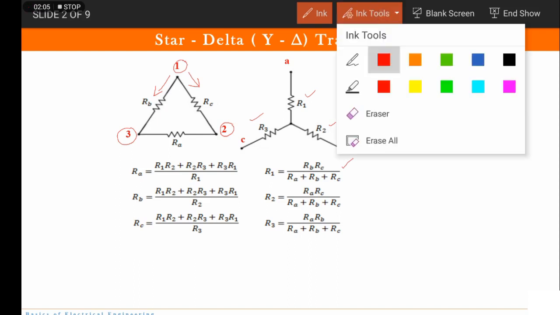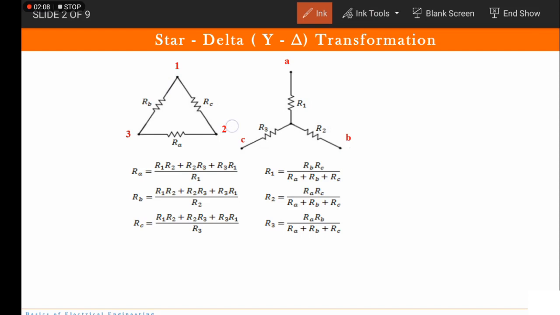Okay, fine. Now let us understand how we will calculate R2. Which resistors are connected with point 2? It is RC and RA. So your R2 will be the product of these two divided by the sum of all resistances. So it is RA RC upon RA plus RB plus RC. Fine. Similarly, when you have point 3, RB and RA are connected. So your R3 will be RA RB upon RA plus RB plus RC. Understood? Now let us understand the reverse way.